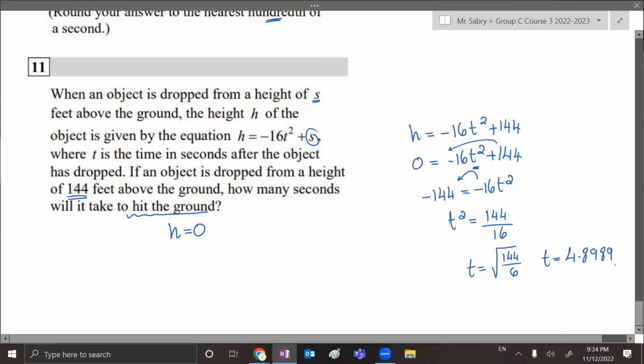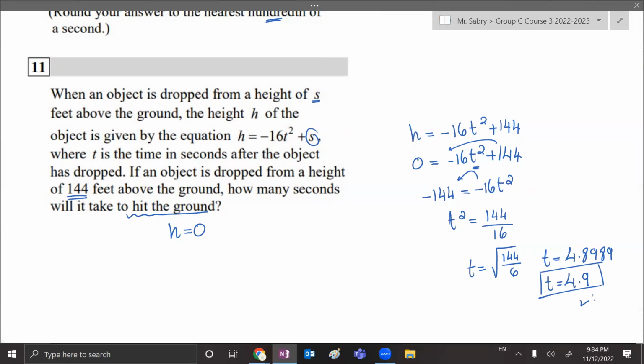That's 4.8989. So if I'm going to still try to approximate this, I should put it as 4.9 right away. Does this make sense? Are we good? The answer was 3.